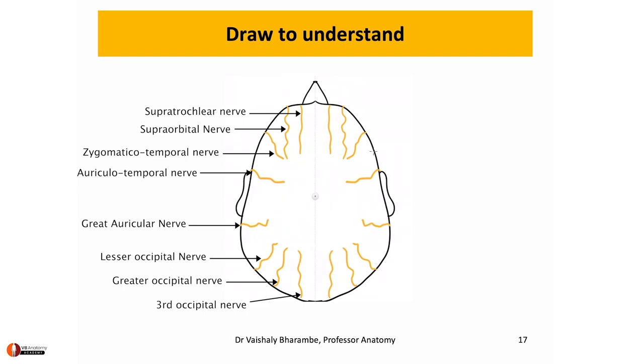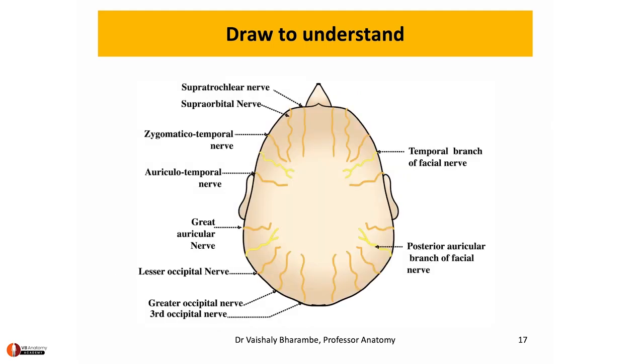What should we draw now? Let's now draw the motor branches. Here is the temporal branch of facial. Here is the posterior auricular branch of facial. So, one motor, four sensory in front and one motor, four sensory behind. Very easy. You only have to use logic to remember the names. Remember that the nerves at the back are all coming from the cervical plexus. Nerves in the front are branches of trigeminal, either the ophthalmic division of trigeminal or the maxillary-mandibular division of trigeminal.